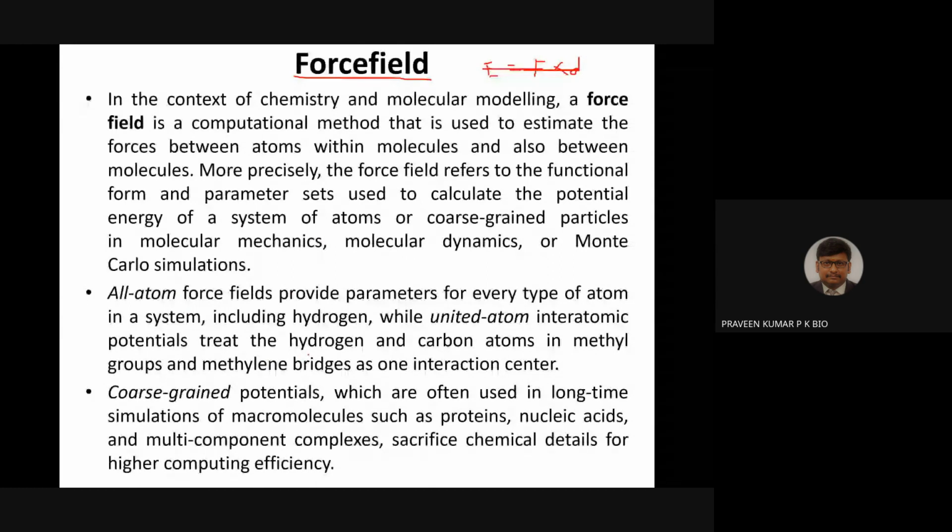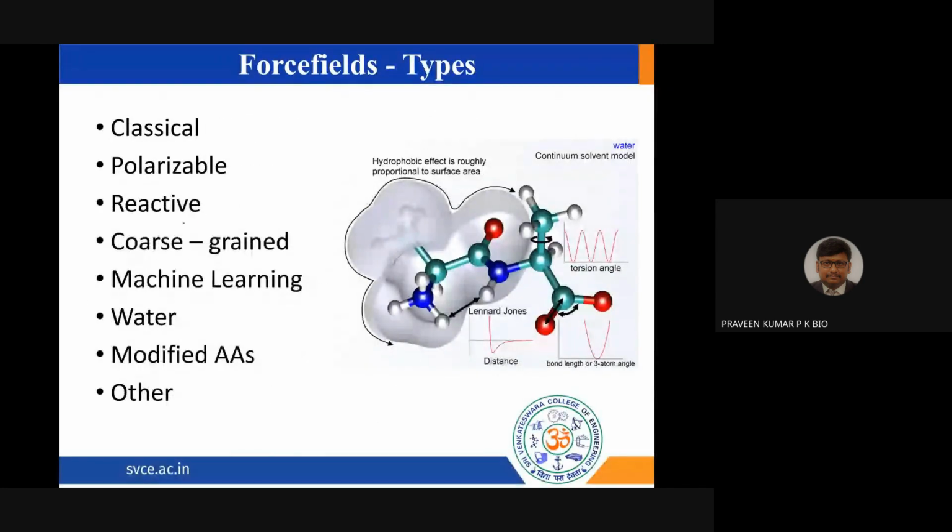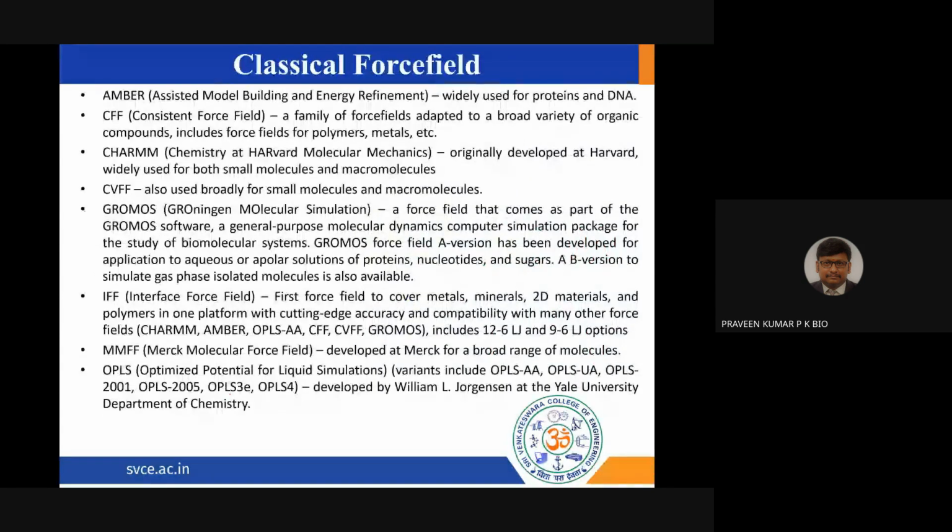Before going to the first one, you can also see the types of force fields. I told you force fields are nothing but the forces of each and every atom. So we calculate bonding forces and non-bonding forces, and we sum up both to get the total force. Now we see the types of force fields: classical, polarizable, reactive, coarse-grained, machine learning, water, modified amino acids, and other types of force fields.